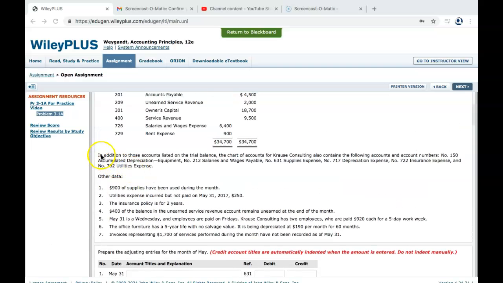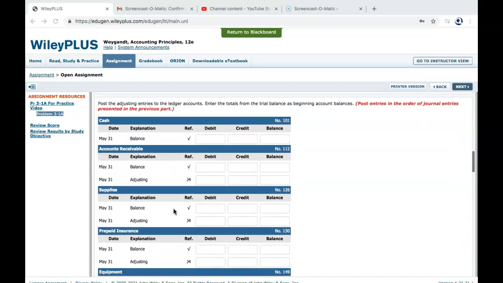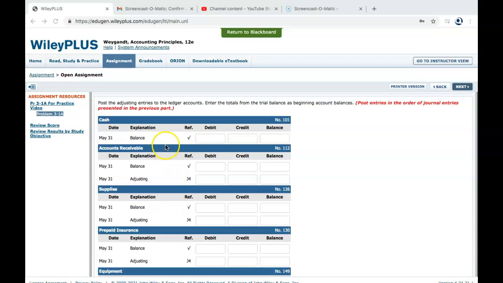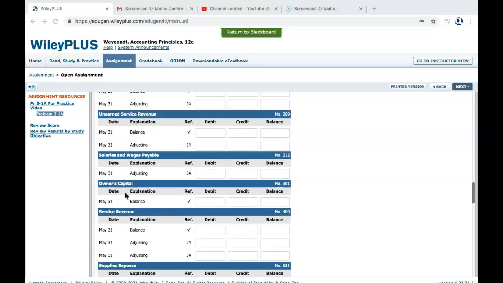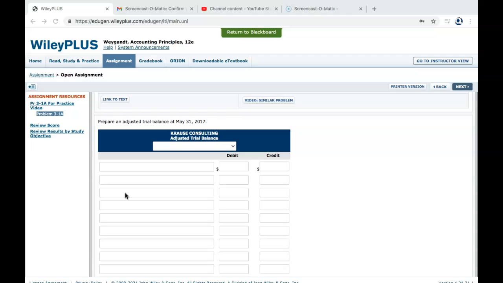You will happen to notice, if you look right here, it says in addition to those accounts listed. So there will be new accounts that are going to show up, okay? And then after we've populated the journal entries, we're going to post those entries to the respective accounts, and then we're going to take that information and we're going to populate the adjusted trial balance. So we're going from unadjusted, we make adjustments, and we go to the adjusted trial balance.